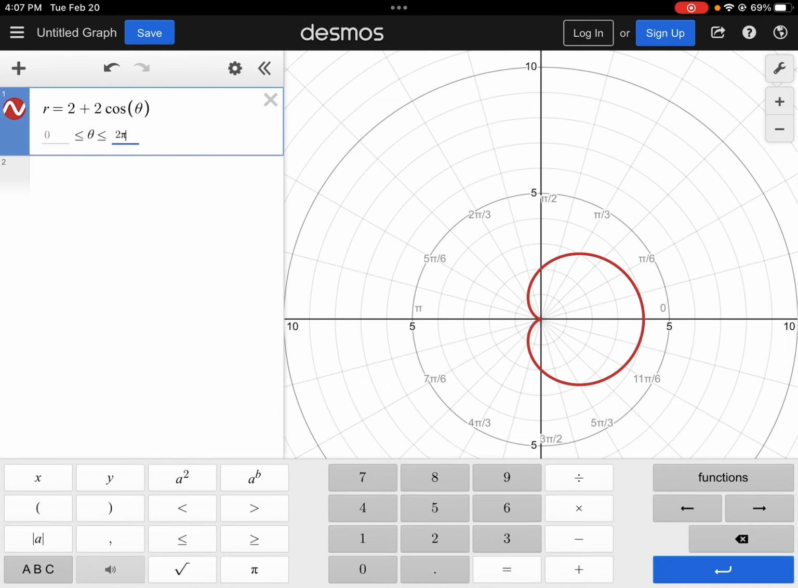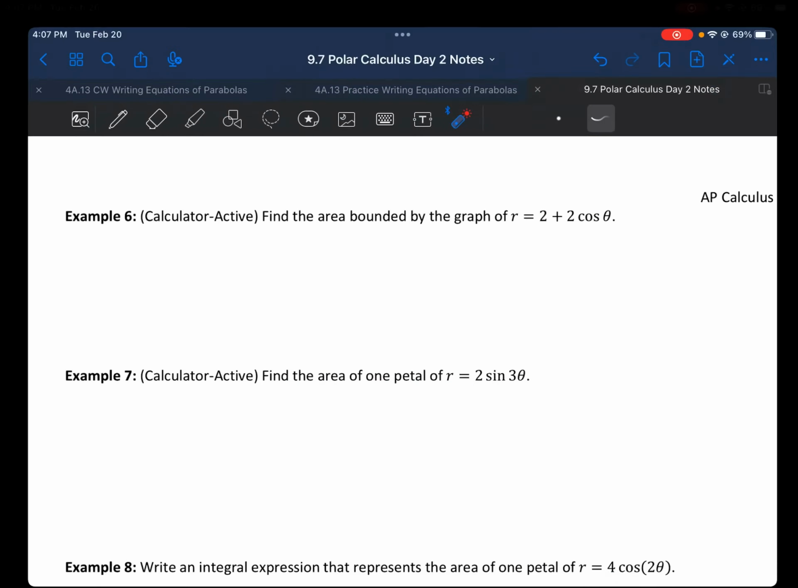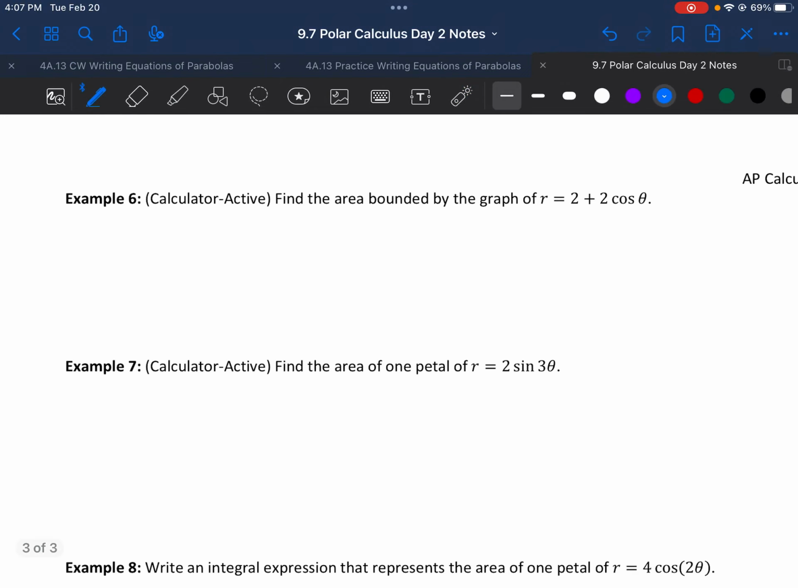Okay, so we want to find the area of this polar curve. So area is going to be, and I'm going to pull the 1/2 out this time, 1/2 integral 0 to 2 pi, our function r of theta squared, 2 plus 2 cosine theta, squared d theta. It's calculator active, so go ahead and pause the video if you need to. Take a moment, plug this into your calculator, use Math 9. I ended up getting 18.850.